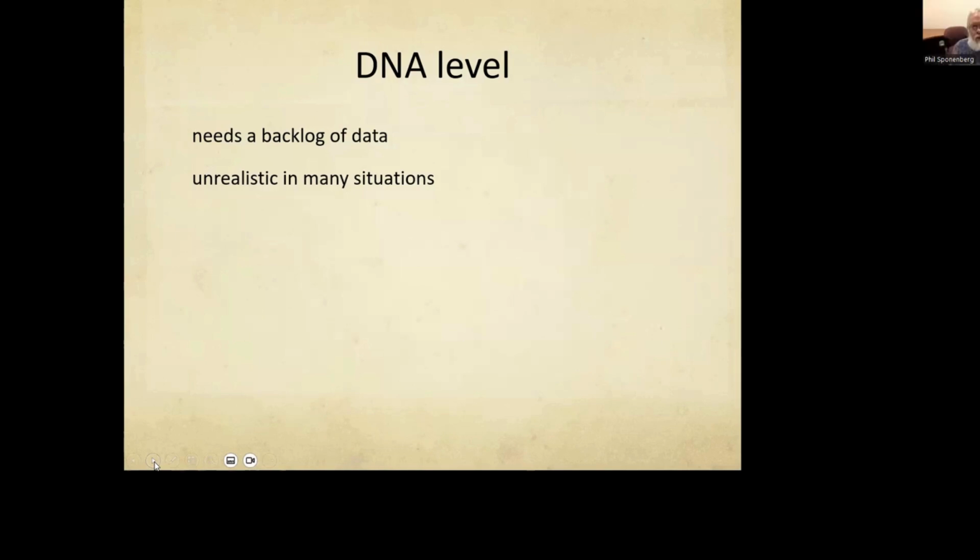Anyway, the problem with the DNA level, in my view, is that you need a huge backlog of data. And so you need a lot of performance data and you need a lot of animals, and in a whole lot of situations, that is an unrealistic assumption. Especially when you're starting with a small herd or a small breed, you're not going to have that backlog of data. And so that can end up misleading you if you don't use it correctly. We'll talk a little bit more about that as we go through this.